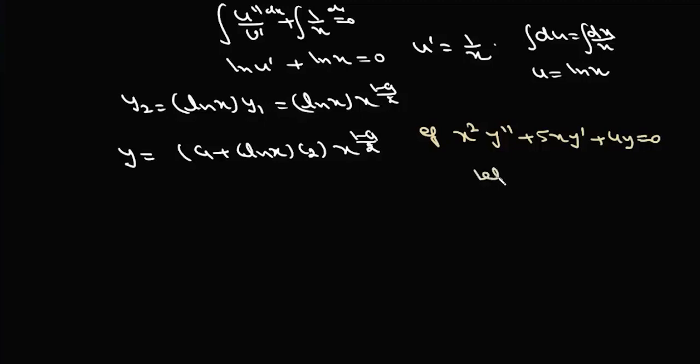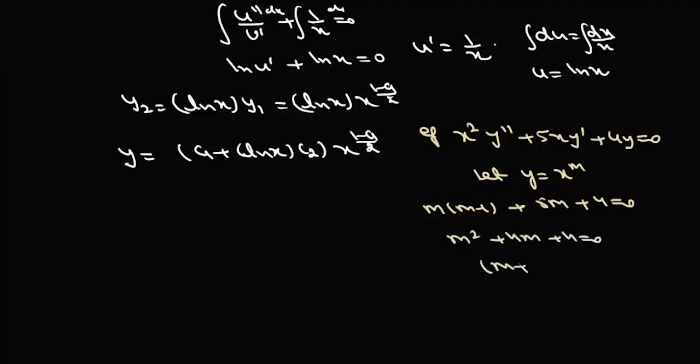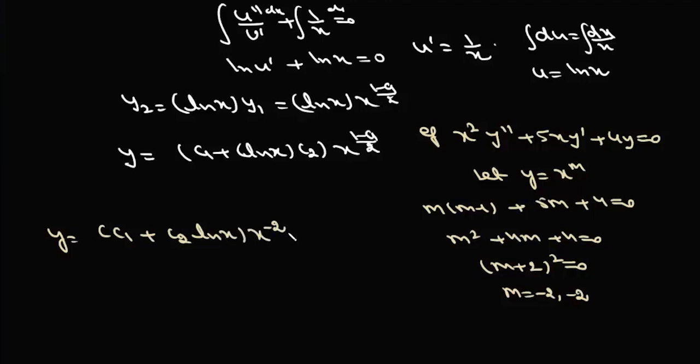So simply we let y as x to the power m. So it will be m into m minus 1 plus 5m plus 4 equals to 0. So we can write this as m square plus 4m plus 4 equals to 0, or m plus 2 whole square equals to 0. So the two real roots are minus 2 and minus 2. Now we can write its solution as y equals c1 plus c2 log x, x to the power minus 2.